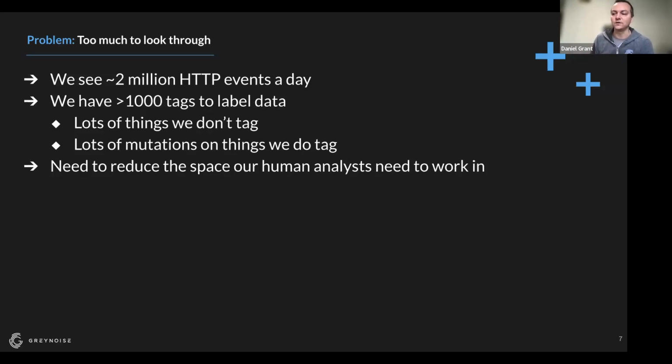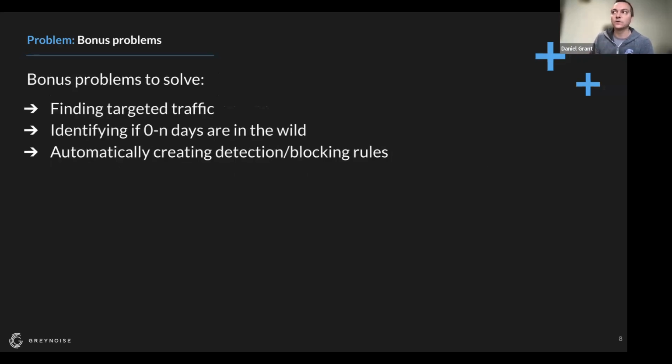Plus, you have 1 million alerts a day, and you can only look at like 10, 40, 100 of them, something like that. While we were working through this, we were thinking about what other bonus problems we could solve. So finding targeted traffic, maybe stuff that's just on your network, or finding zero and N days that are happening in the wild, and then automatically creating detection and blocking rules, which is super important. It might be the next generation of security.